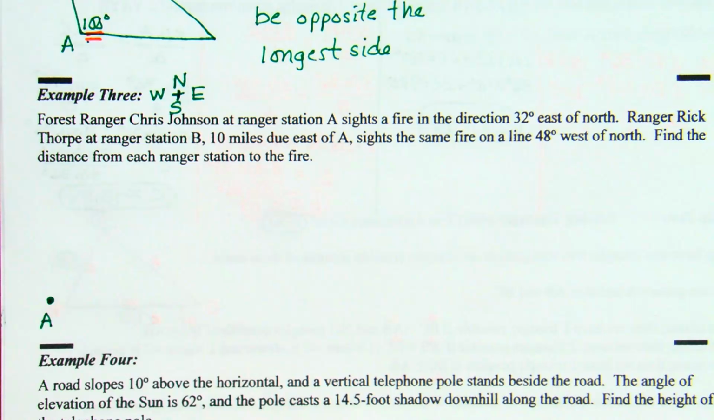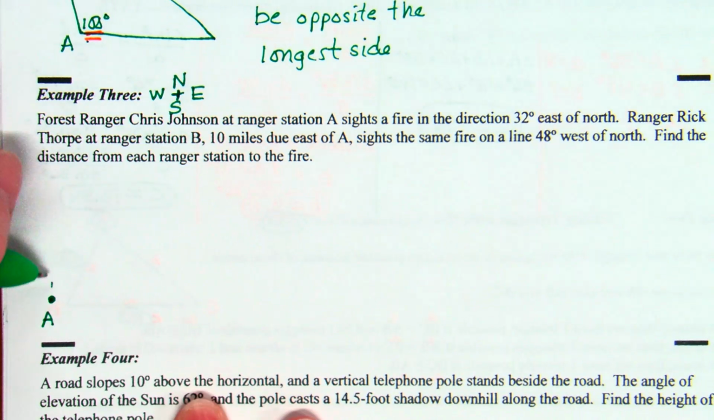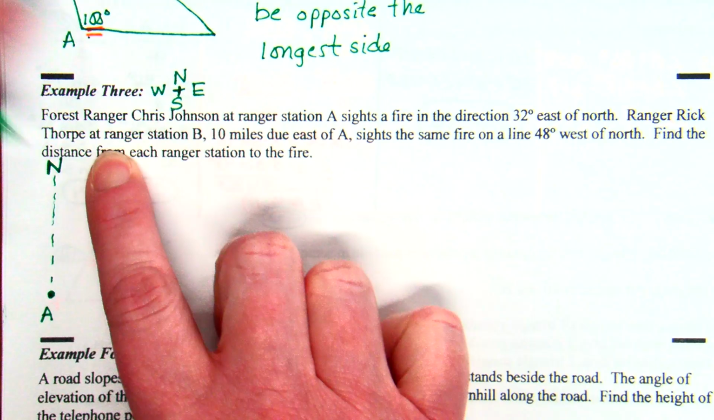So, we have Fire Station A. He sights a fire in the direction 32 degrees east of north. So where is north traditionally on a piece of paper?